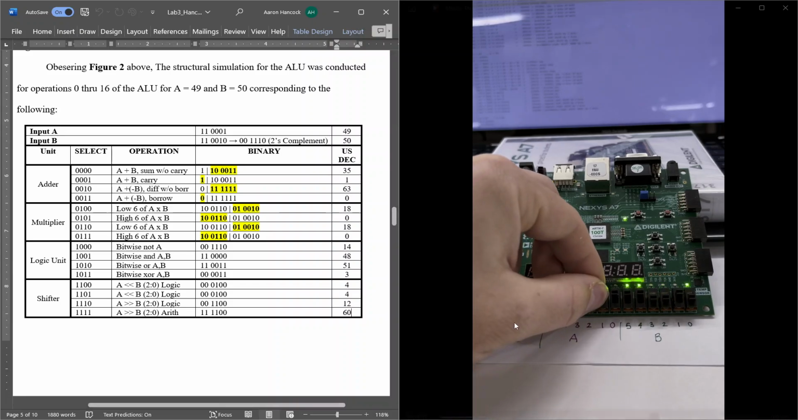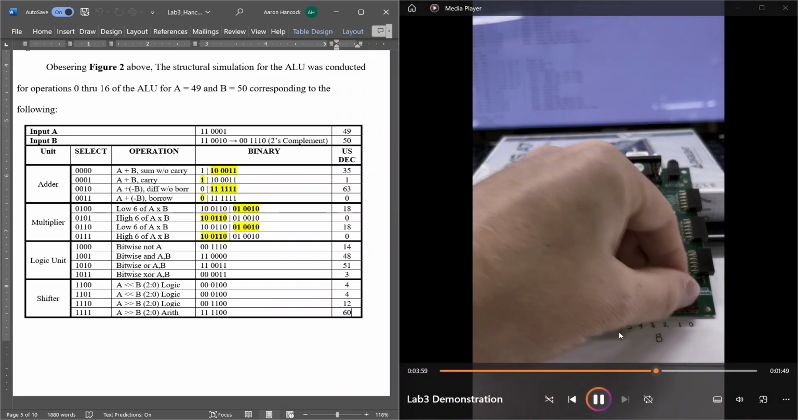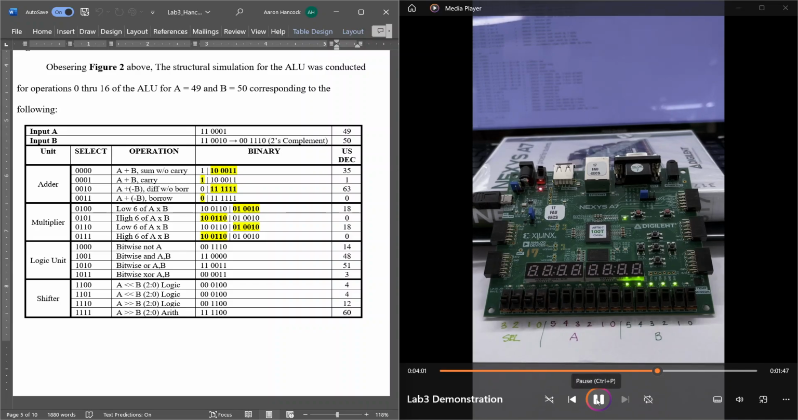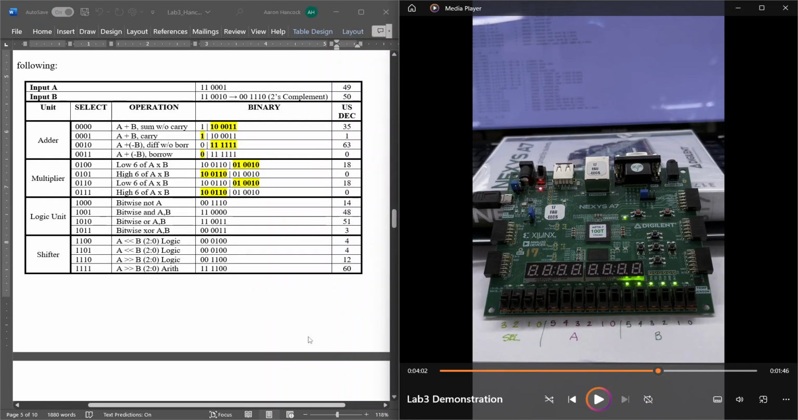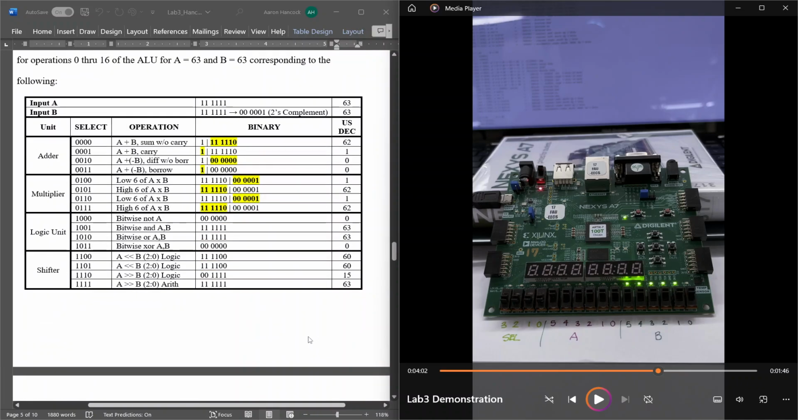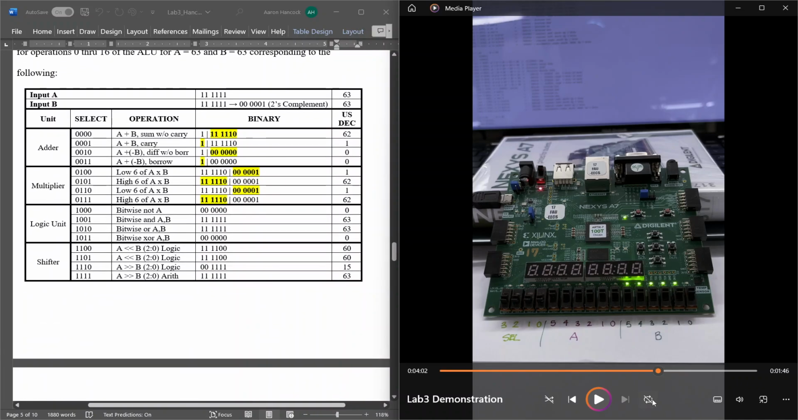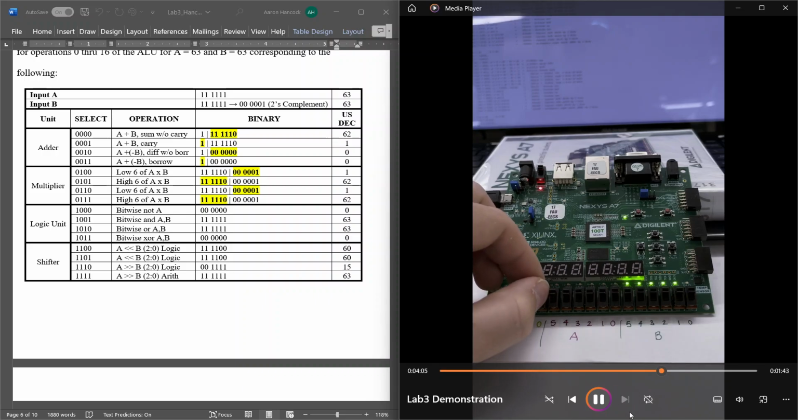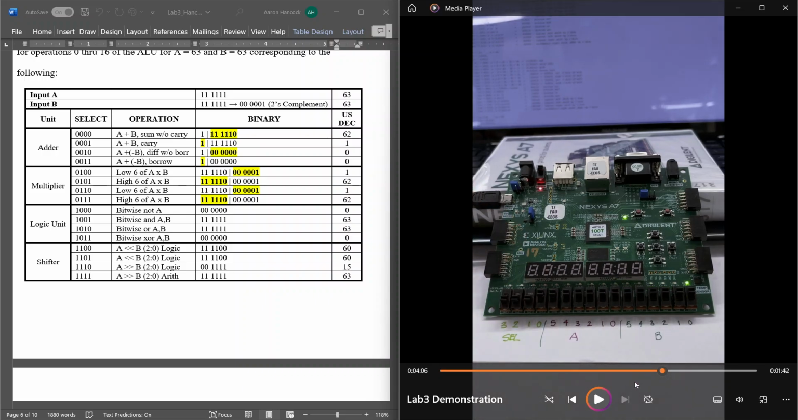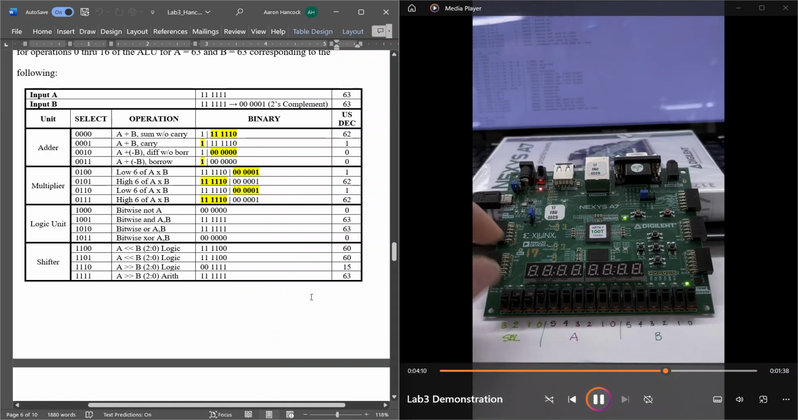Now here I'm setting up for the final test case where A and B are both 63, meaning all of the inputs are on for A and B. And we're going to cycle through all of the select combinations again here. So we can see for 0, it was the sum of A and B, which resulted in 62. For input 1, we have A plus B, but just the carry, which was 1.